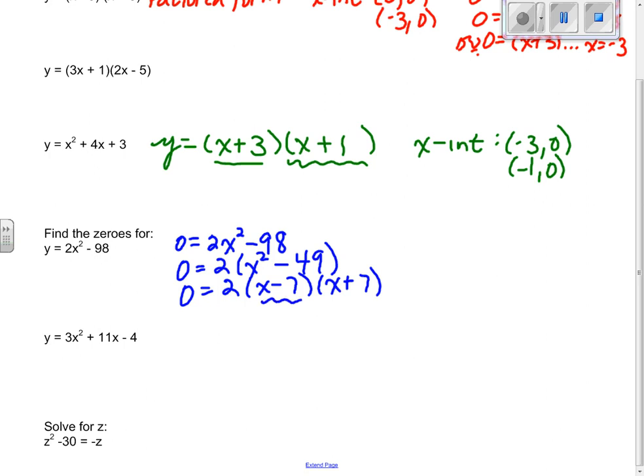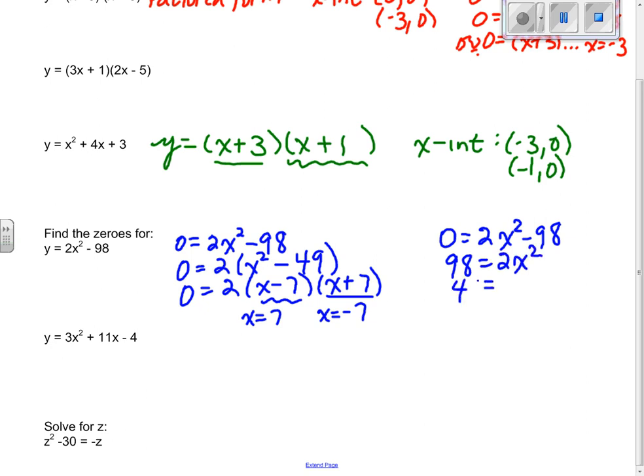and then realize that either this bracket is equal to 0 and one of my x-intercepts is 7, or that bracket is 0 and I would have an x-intercept of minus 7. The second way to solve for this 0, 2x squared minus 98, can only do one thing at a time, is to add 98 to both sides, divide both sides by 2, and impose a square root, which would give me x could be positive or negative 7.